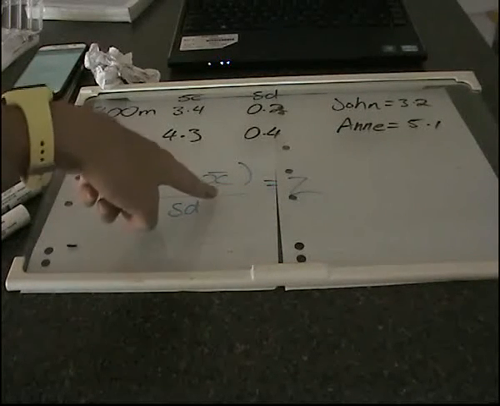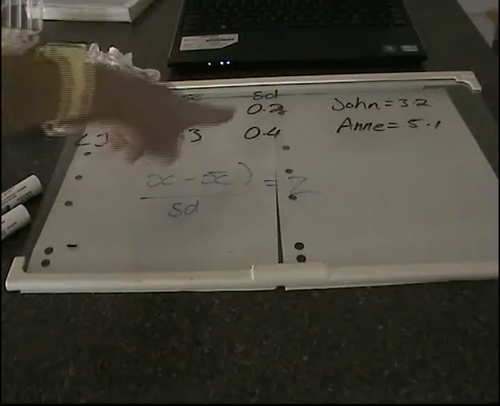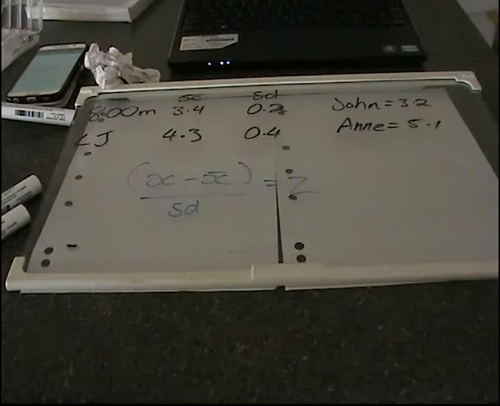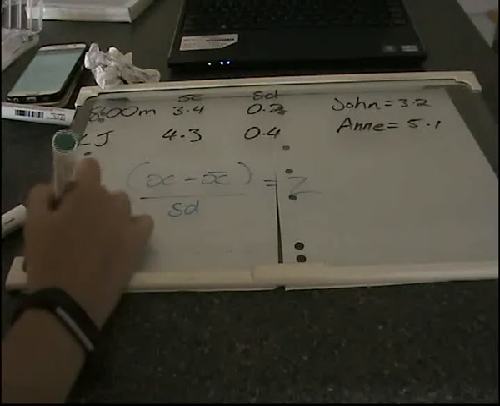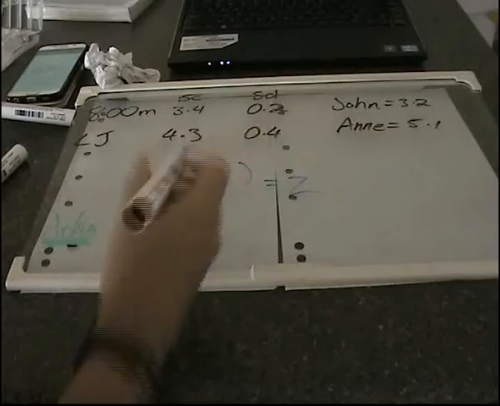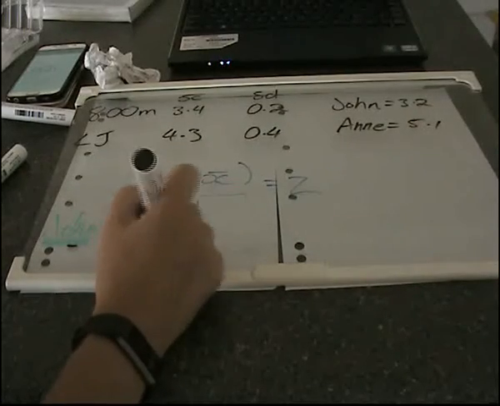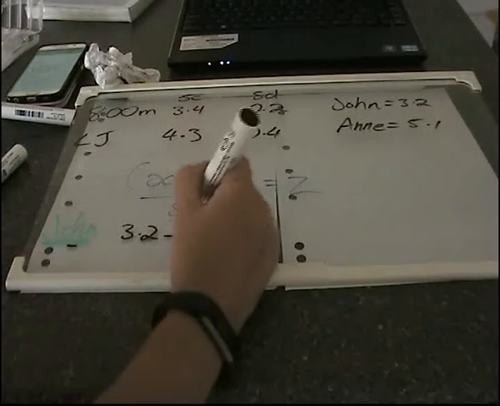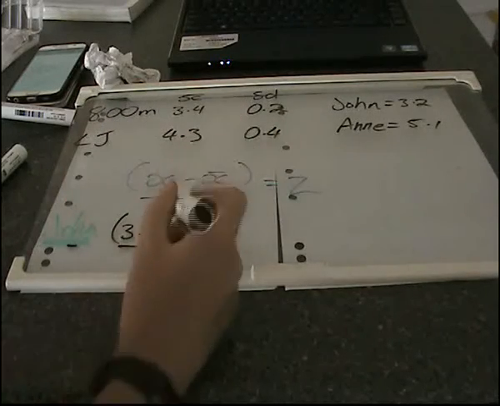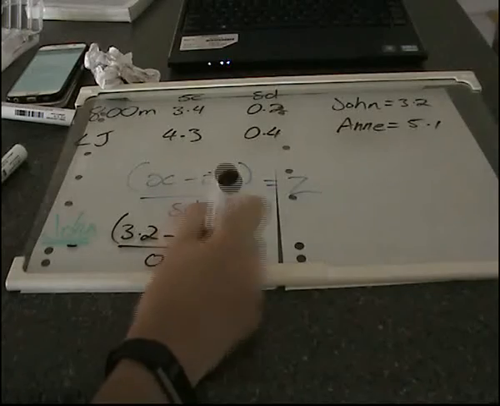Alright, our X bar is 3.4 and our standard deviation is 0.2. So let's do this, all right? Let's do John. I know you probably can't see green, so I'm just going to write John in green. So we put in his X as 3.2, take away his X bar, which is 3.4, that's in brackets, over his standard deviation, which is 0.2.